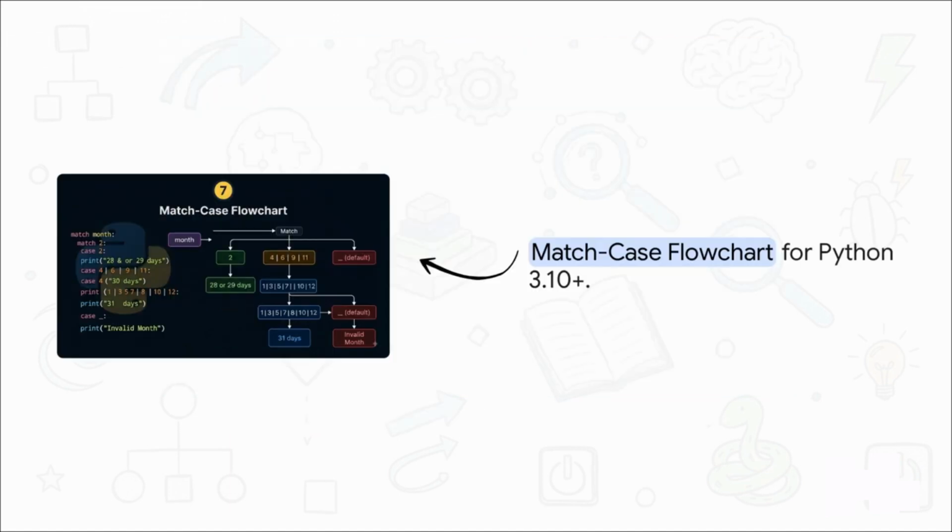Now, if you happen to be rocking Python version 3.10 or newer, you get to play with this absolute beauty, the match-case syntax. Instead of building messy, nested if statements, you just declare match month right at the top. Underneath, you lay out clear, distinct cases. And notice that vertical bar, the pipe operator, it acts just like an OR. So writing case 4, pipe 6, pipe 9, pipe 11 elegantly grabs all the 30-day months in one single sweep. It is incredibly readable and totally built for handling multiple explicit cases cleanly.